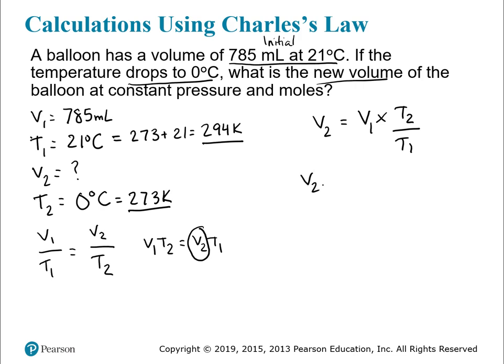Then we just plug in all of our variables, being very careful to write in the correct units. We've got milliliters for our volume. T2 is 273 Kelvin. T1 is 294 Kelvin. So the math here is not tricky, but make sure you put T1 where T1 goes and T2 where T2 goes. If you flip it, then that's a different problem.